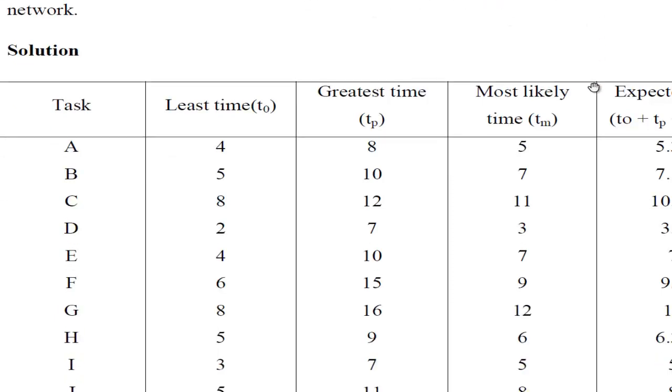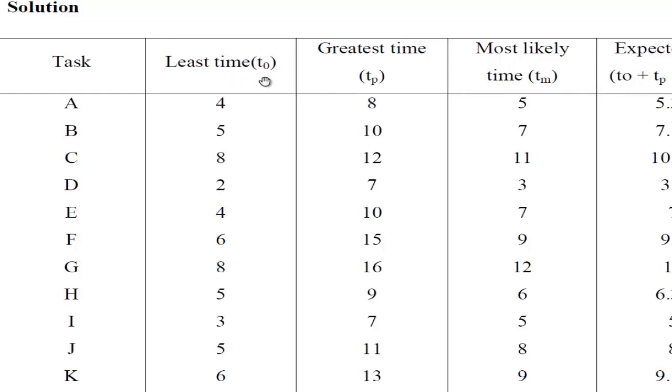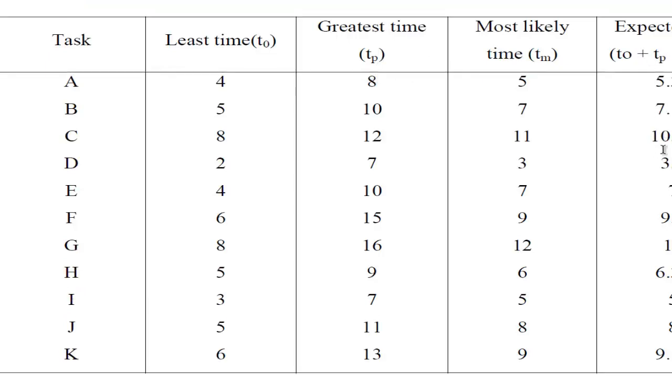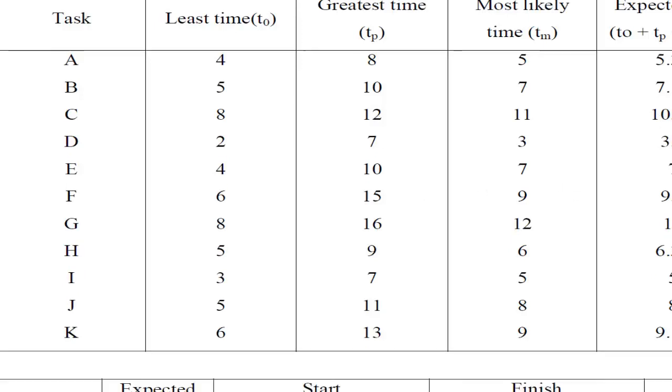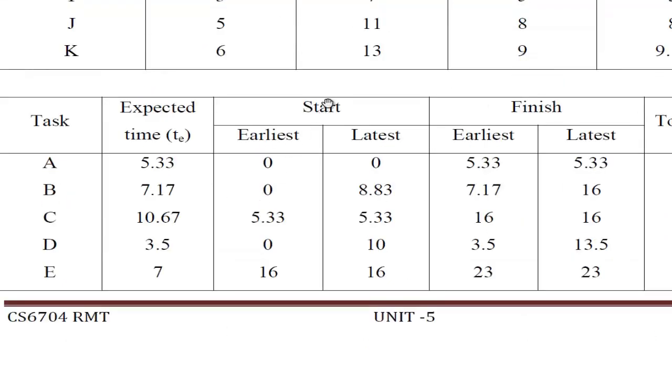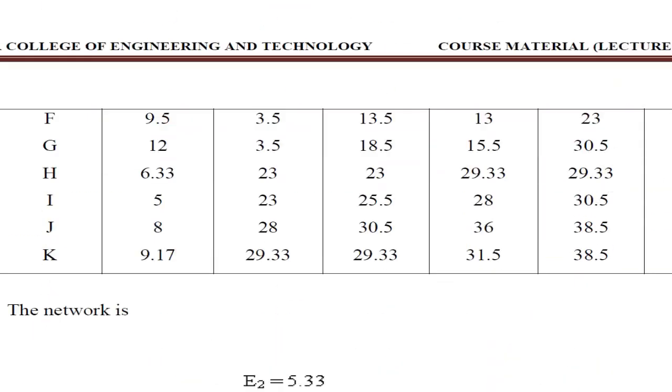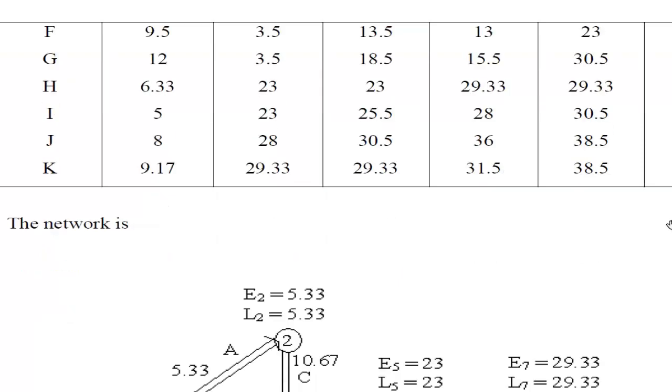and thereby the critical path. So this is your optimistic time or least time, greatest time or pessimistic time, and most likely time. Then you use the formula to calculate the expected time. This is the formula. We have already done it. You can pause the video and try to calculate these values yourself. Then this is its earliest start, latest start, earliest finish and latest finish. Then calculating the slack, we see where the slack or total float or total slack is 0, that will constitute my critical path.